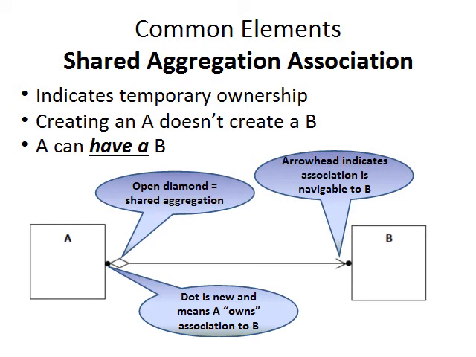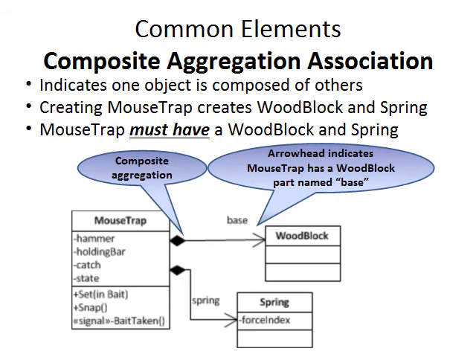Shared aggregation association. This again is the open diamond and indicates that a B is created after an A is created. Could be one or more B's, depending on multiplicity. It's indicated by the open diamond. The arrowhead indicates that A owns B, or has a B. The dot is new to me, and I included it only to show you that there may be some kind of notation that the specification requires or allows that I'm not 100% sure exactly what it's supposed to mean, to be honest. It may mean that the association itself is owned by A, but I'm just guessing at this point.